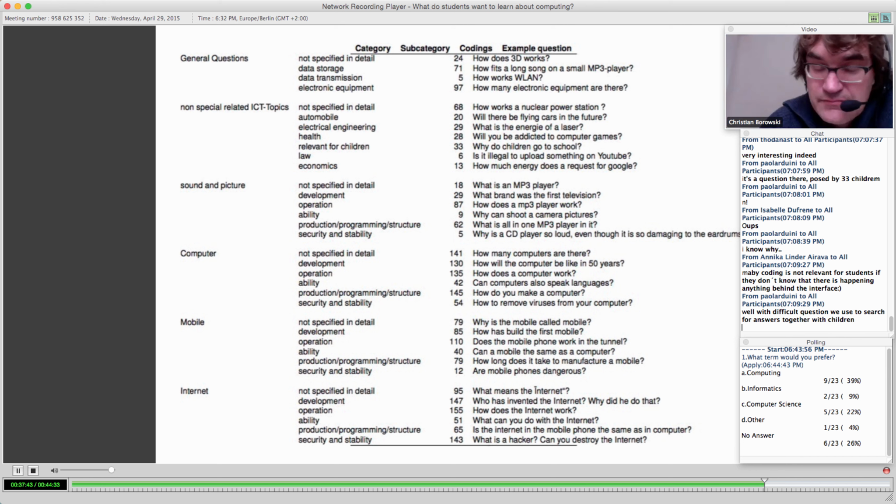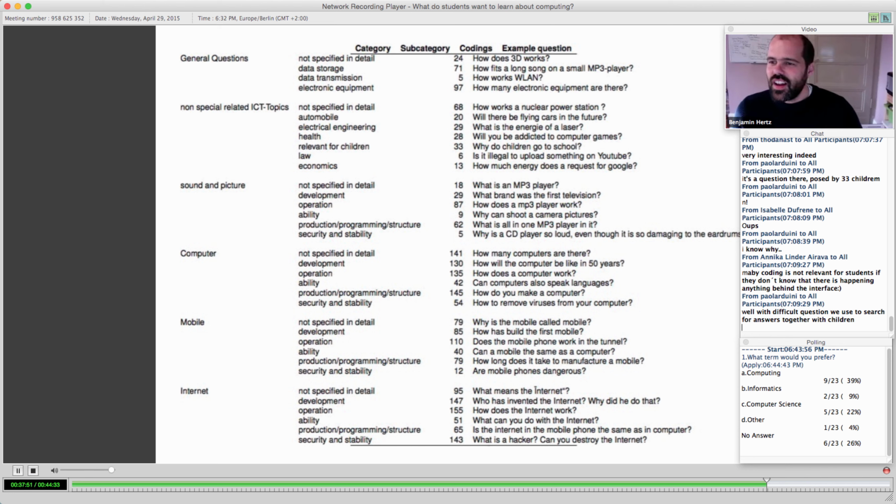Yeah, I think that's a very good point, Paula. With difficult questions, we use search for answers together with the children. So even if we don't have the answer, if we do this process in our classrooms, asking the students what they want to know, that allows us to do that more effectively.